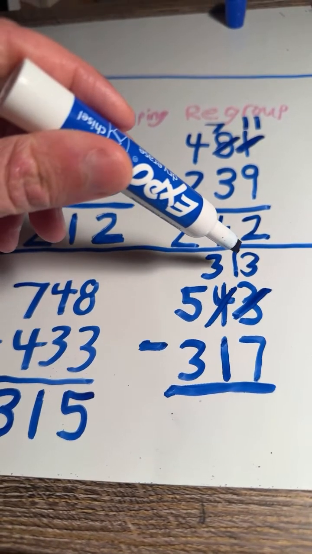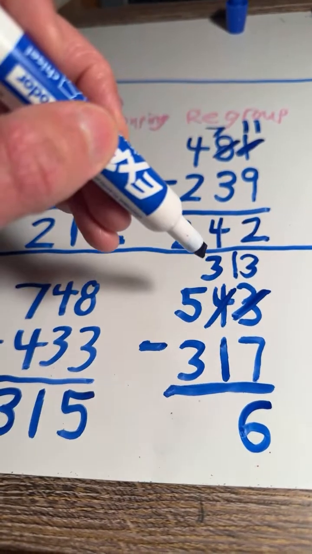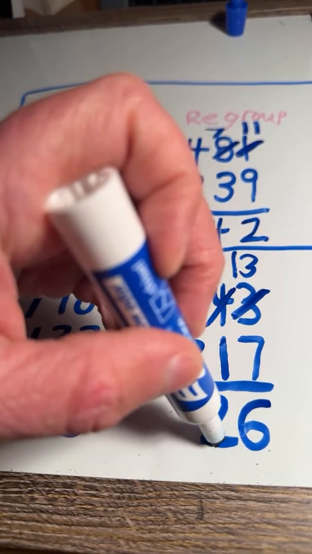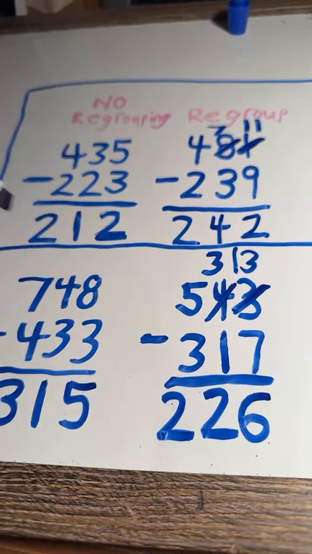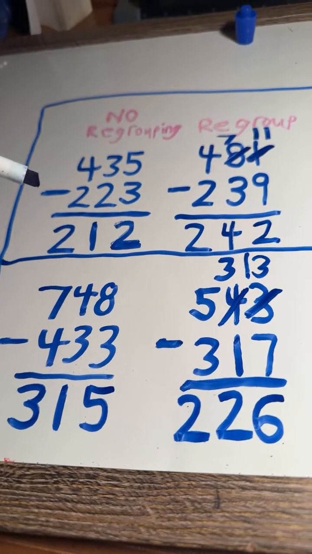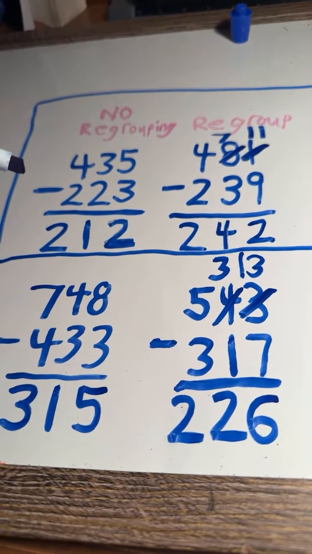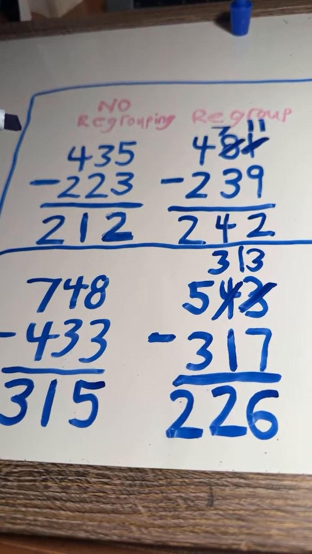So starting in the ones place, 13 minus 7 equals 6. 3 minus 1 equals 2. 5 minus 3 also equals 2. And we have our final answer: 543 minus 317 equals 226.